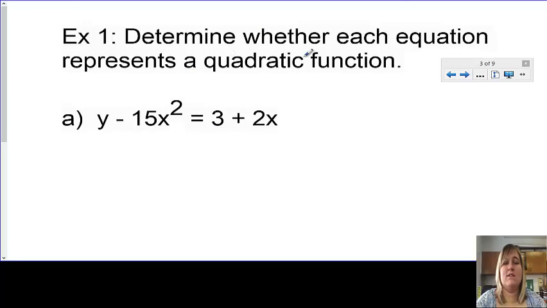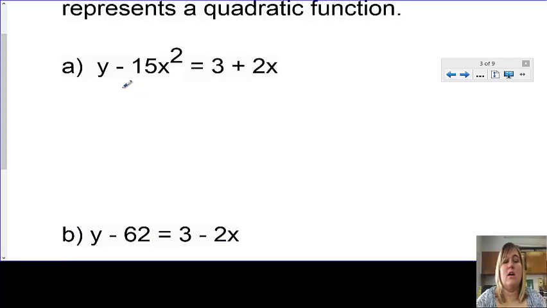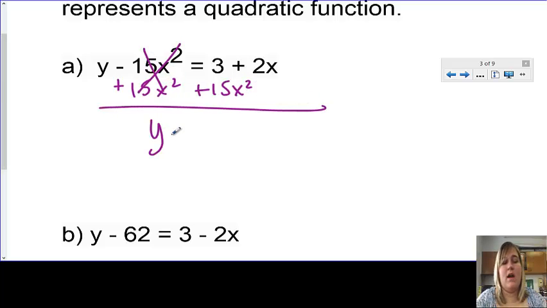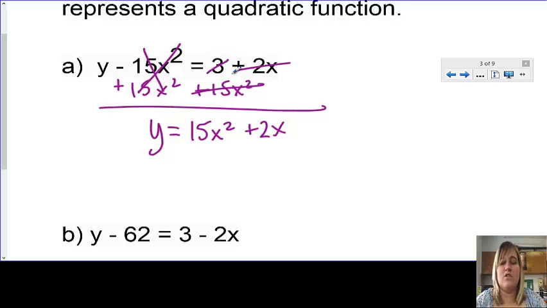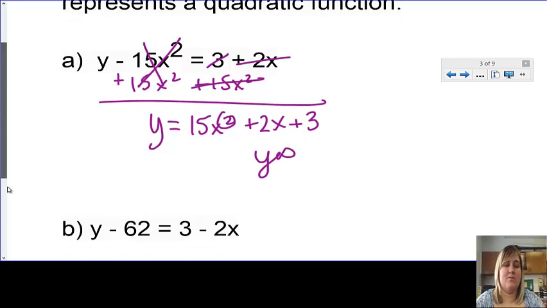On example 1, it says determine whether each equation represents a quadratic function. So what we're going to do is get y by itself. I'm going to add 15x squared to both sides because I want y by itself. So those will cancel. I'm left with y equals, and I want to write all of this in standard form. So I have 15x squared, I didn't put a plus because it's understood, plus 2x, and then in front of the 3 there's no sign, which tells me that it's positive. Do I have a degree of 2 for this one? Yes, I do. So yes, it is a quadratic function.